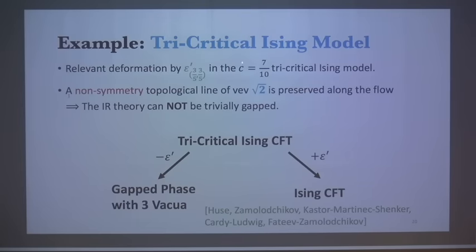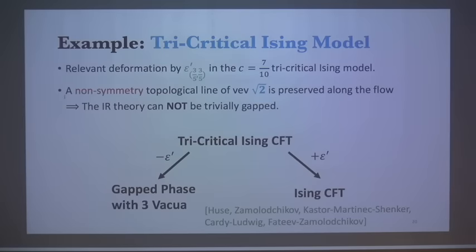So we have to move one theory higher to the next non-trivial unitary minimal model, the tricritical Ising model. In the tricritical Ising model, we can turn on the subleading thermal deformation epsilon prime. And by studying the modular data of the tricritical Ising model, you can see that a non-invertible topological line whose VEV is square root 2 is preserved along this flow. Square root 2 is not a non-negative integer, therefore by our theorem, the IR theory cannot be trivially gapped.